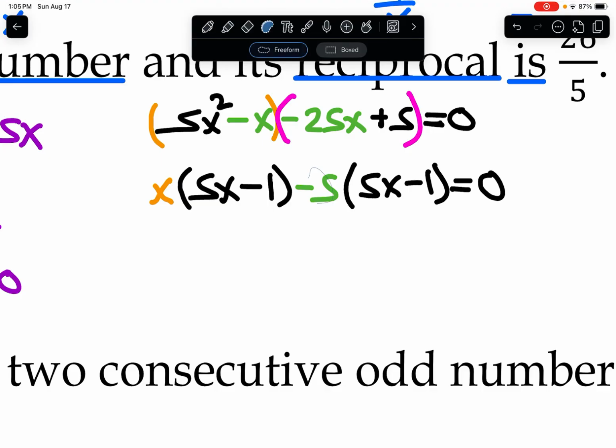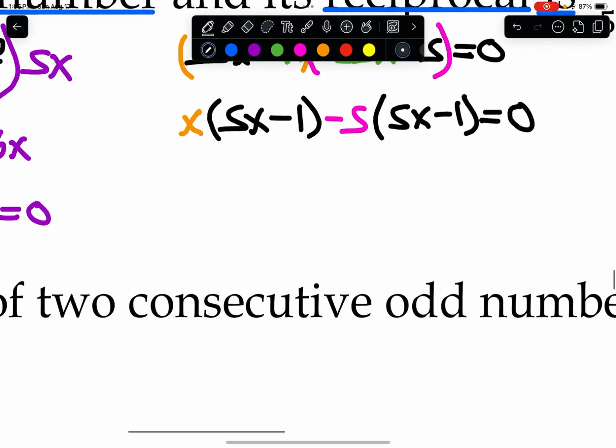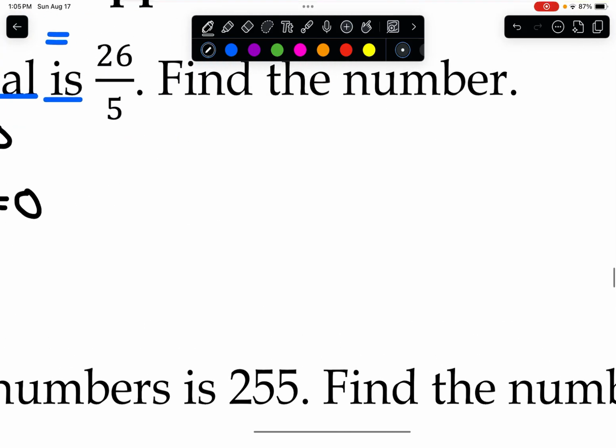Whoops, this should have been pink. There we go. I'm trying to be consistent with my colors. So now I'm going to take out the 5x minus 1, and that's going to leave me with x minus 5. So now I'm going to take both of those equations and solve.